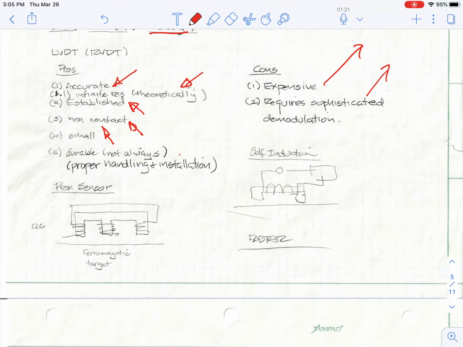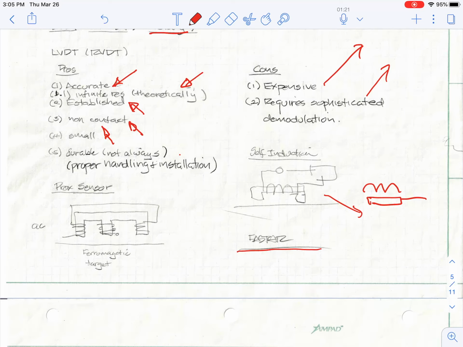What else could we do with inductance? We can sense proximity. So we have some arrangement like this in a ferromagnetic target. As we get closer and closer, inductance is going to change, and I'm going to be able to sense that and make some decision from that. There's also self-inductance, where I just have a single coil with a core, and as the core moves in and out, the inductance will change, and I can sense that and use that.